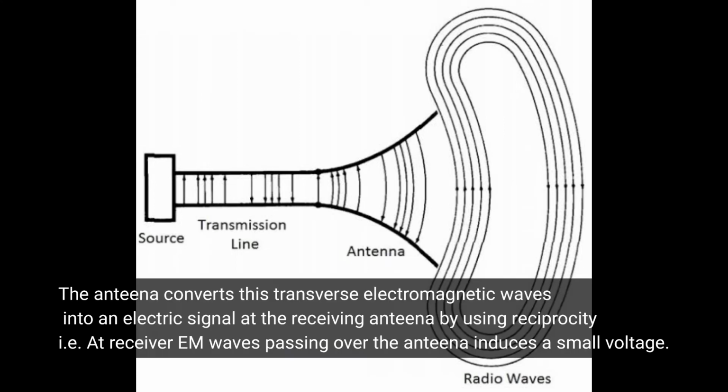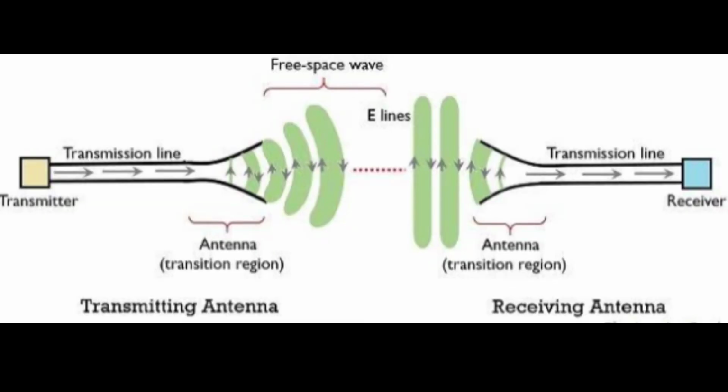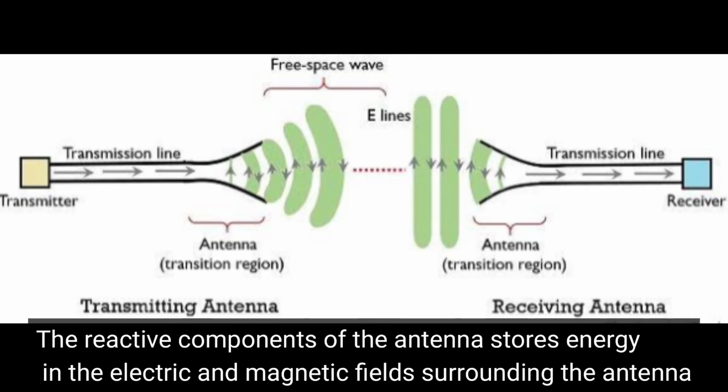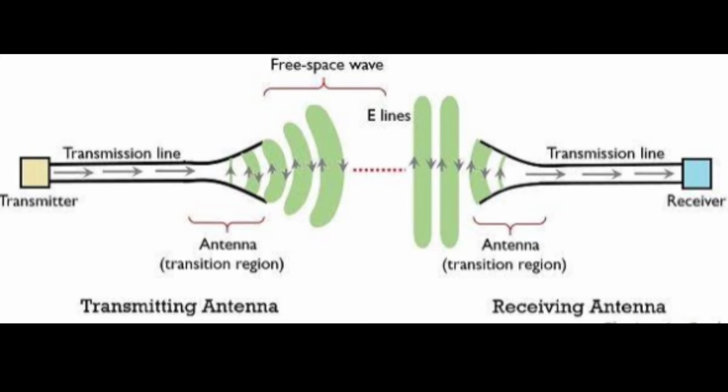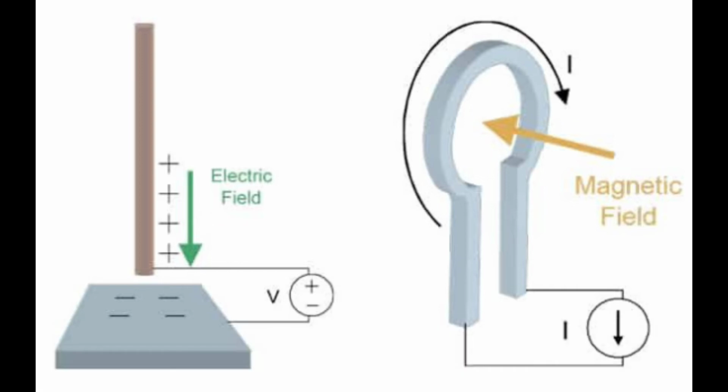At the receiving antenna, the antenna converts the transverse electromagnetic waves into an electric signal by using reciprocity. That is, at the receiving antenna, EM waves passing over the antenna induce a small voltage. Thus, an antenna becomes a signal source for the receiver input. The reactive component of an antenna stores energy in electric and magnetic fields surrounding the antenna. Hence, reactive power is exchanged back and forth between the supply and the reactive component of the antenna.